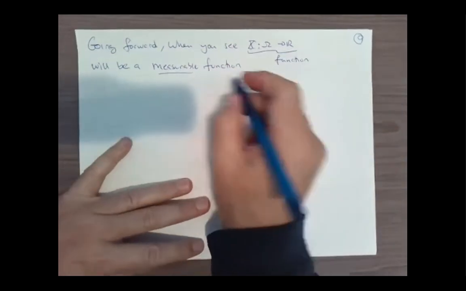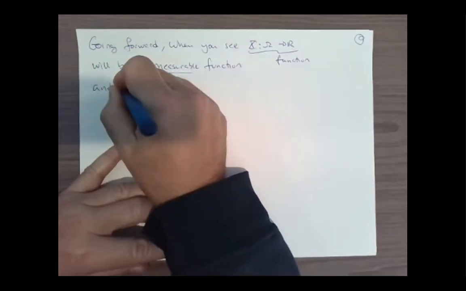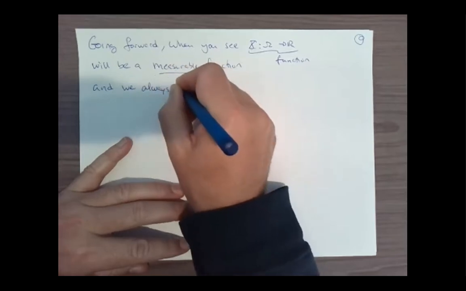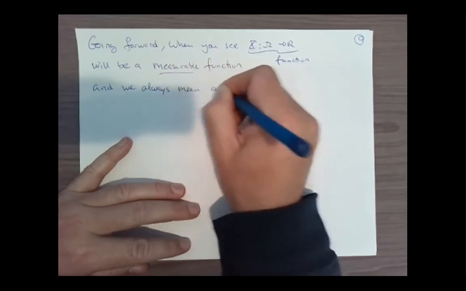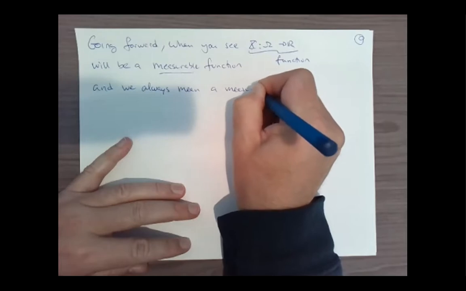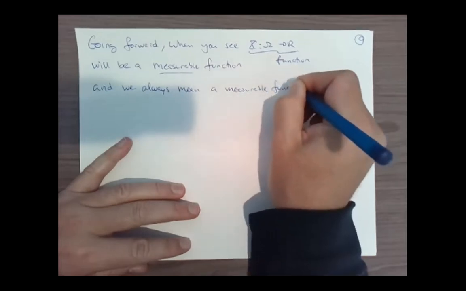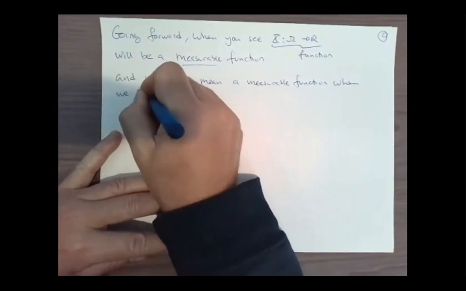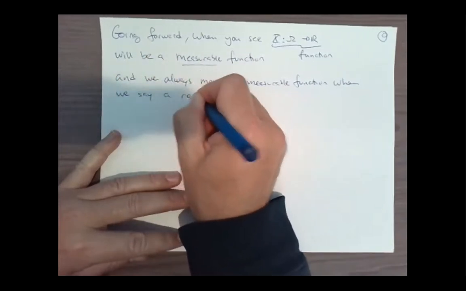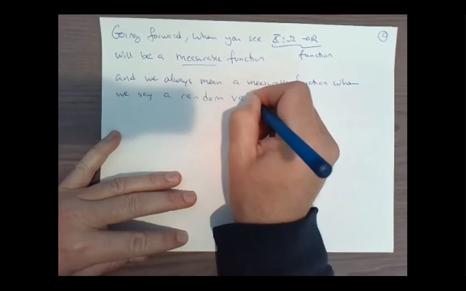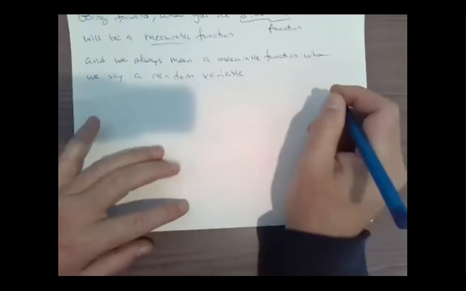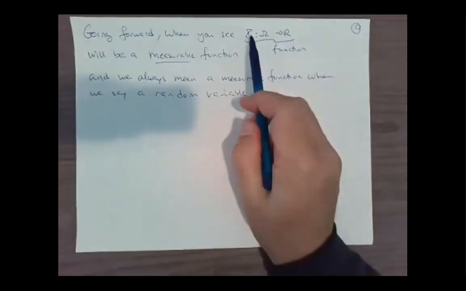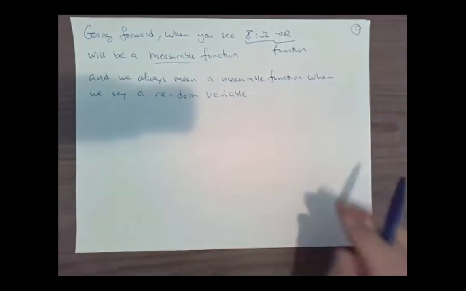And we'll talk about it, and we always mean a measurable function when we say a random variable. This is just a disclaimer. So when we talk about a random variable, that's going to be a function which is measurable.